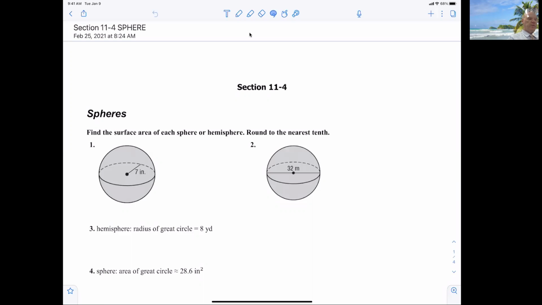First and foremost, find the surface area of each sphere or hemisphere. Round to the nearest tenth. Of course, we're not rounding. We're just going to leave it in terms of pi, which makes it even easier. So does anybody remember the formula for surface area of a sphere? I don't think we did it in pre-algebra. Does anybody know surface area?